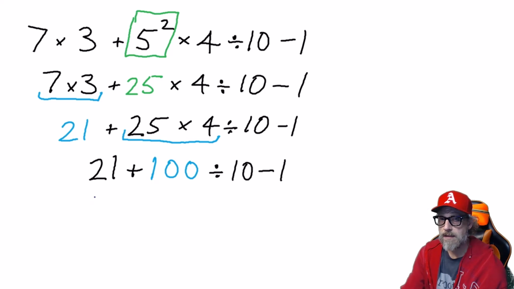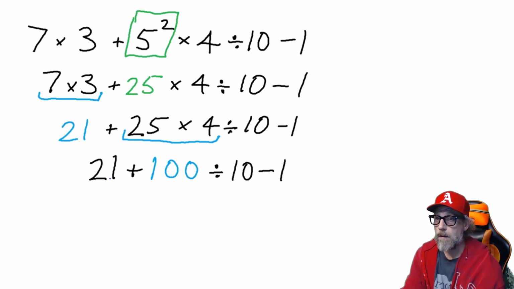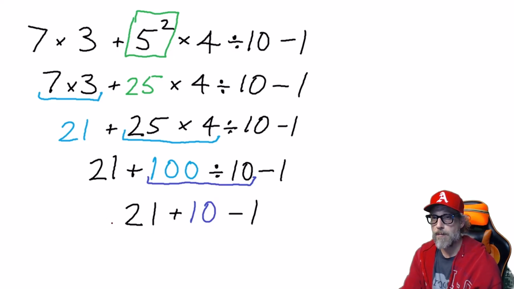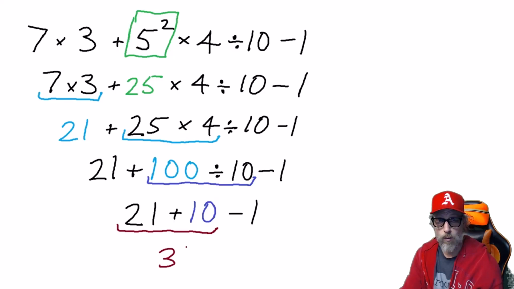Now we're still in the multiply and divide step. Skip the addition, go to the division. 100 divided by 10 is 10. We're making good, careful progress. Now we're at our last step, adding and subtracting as we see them, going left to right. 21 plus 10 is up to 31. And then finally, 31 minus 1 equals 30.